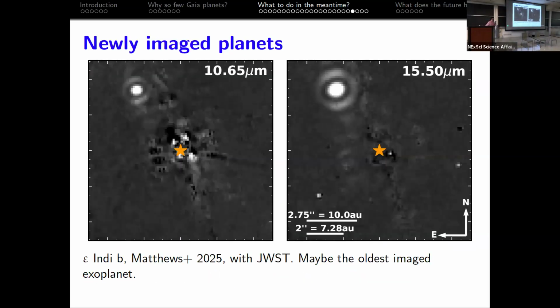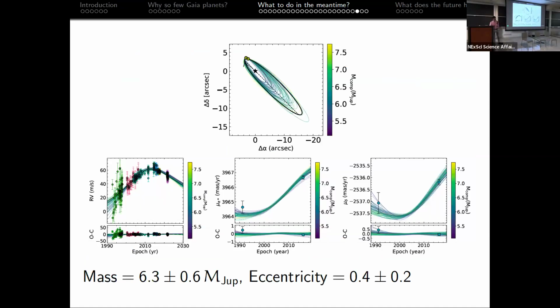Here's one where it is a planet. It's been known about, suspected for quite a while, and it was imaged, and now we have a 10% mass measurement and an eccentricity. This is from the combination of Hipparcos and Gaia, and so that's what we can do now.